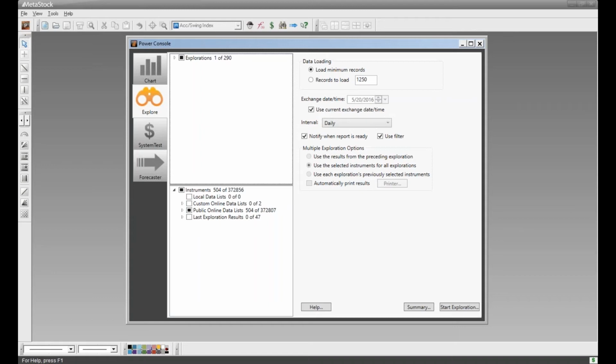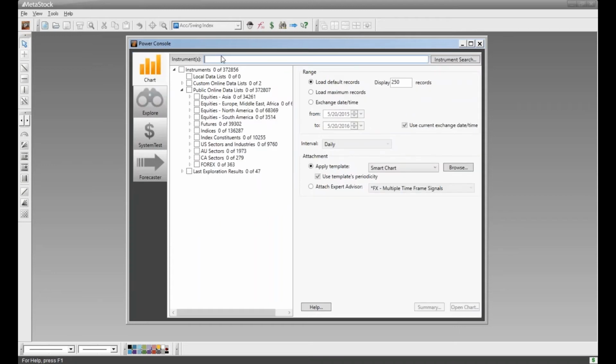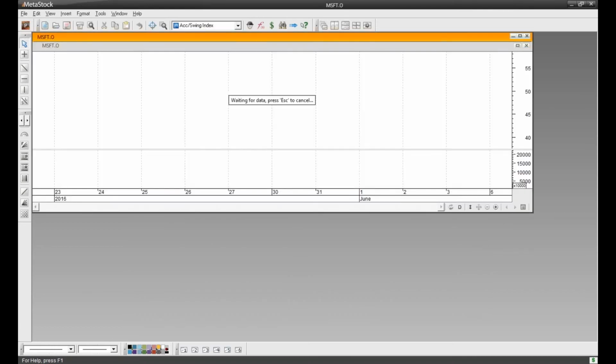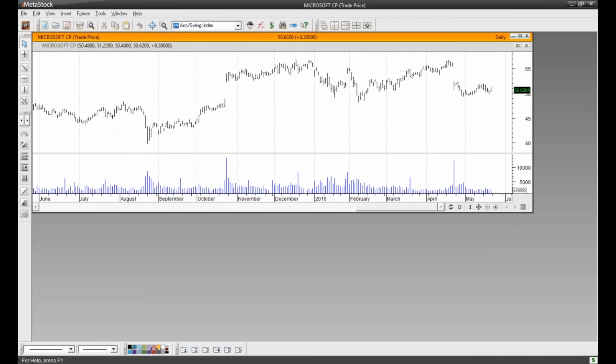Now, most of you that are familiar with MetaStock, or really any charting platform, are going to be familiar with a basic charting system. Also, before I get into it, if you have questions, type them into the chat box, and I will do my best to answer them as we go along. Now, I'm opening a chart of Microsoft right now, and I'll take you through a real brief show of what tools we have available in MetaStock, and how the charting works.